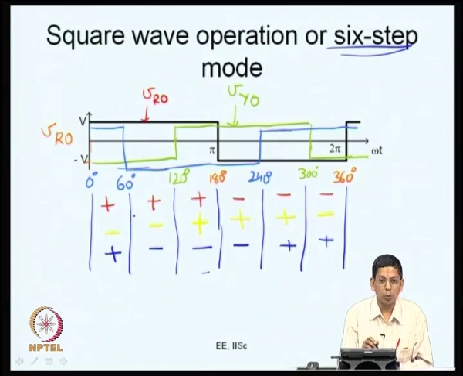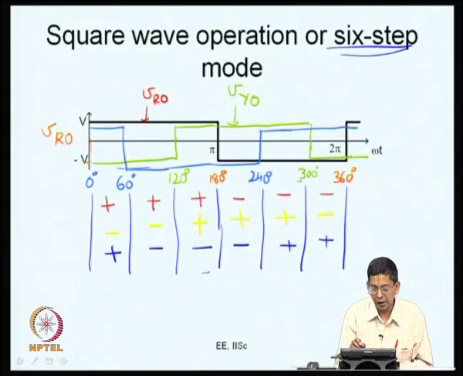So, the difference VRO minus VYO is VDC by 2 minus of minus VDC by 2, therefore, it is equal to plus VDC. So, if you look at VRY, between 0 to 120, it will be plus VDC. And what happens between 120 to 180? VRO and VYO are equal, therefore, VRY is 0.